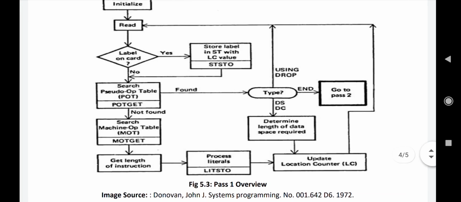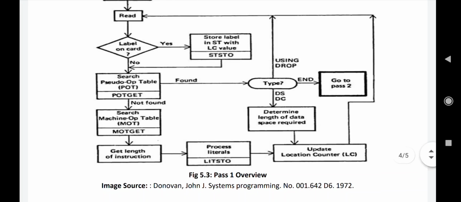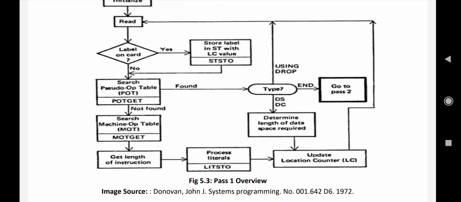So with this, we come to the end of this session 5, where we learnt about various data structures and databases that are required for pass 1 and pass 2 of assemblers, and also we learnt in detail the algorithm and flowchart of pass 1 of assemblers.